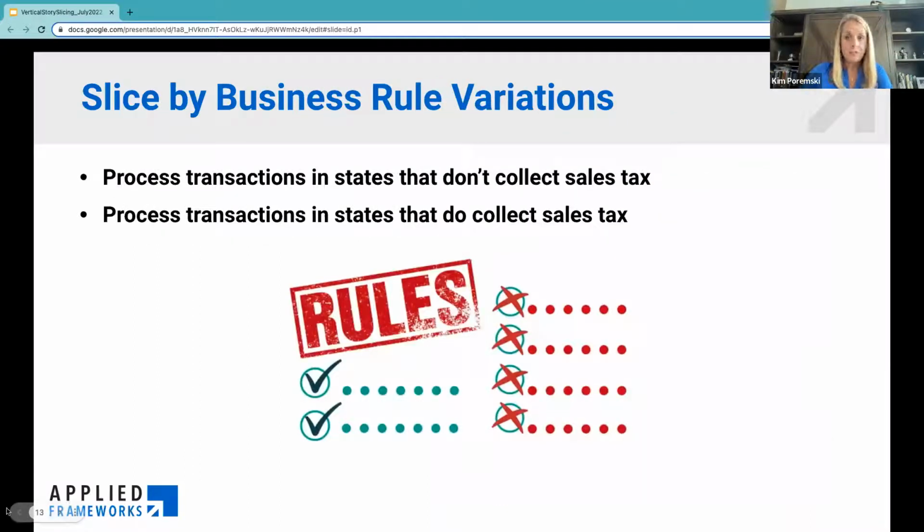Slicing by business rule variations. You have states that collect sales tax, states that don't collect sales tax. There are going to be different variations in that functionality. You're going to be testing that functionality differently. So you might want to go ahead and split out that behavior based on those different business rules.